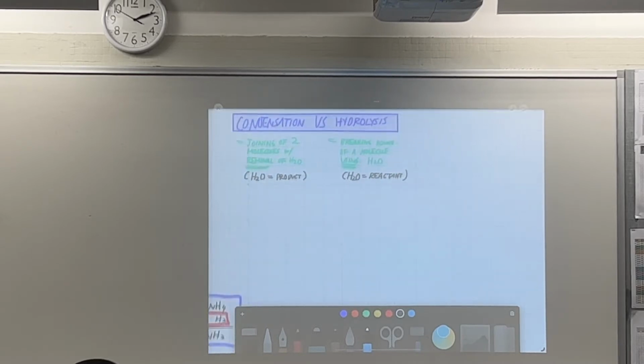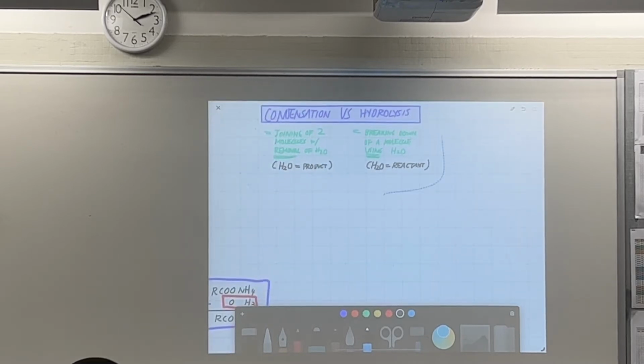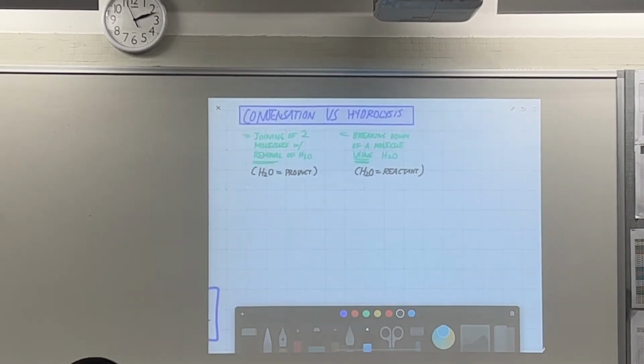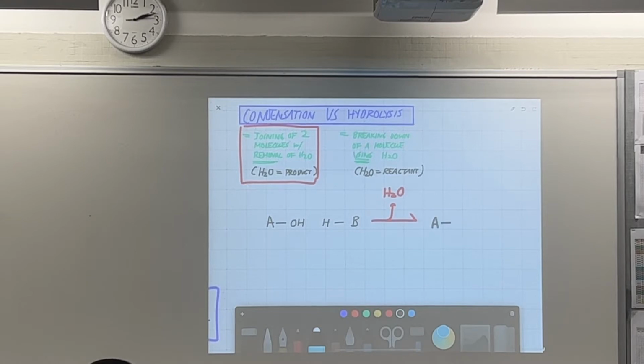Okay, so let's take a look at the condensation and the hydrolysis reaction. Put this down. When you have AOH and you have BH, so this is just a general formula. When you go this way, we call this condensation. When you go this way, you remove water in this process. You will have AB plus H2O. So this is the water you remove.